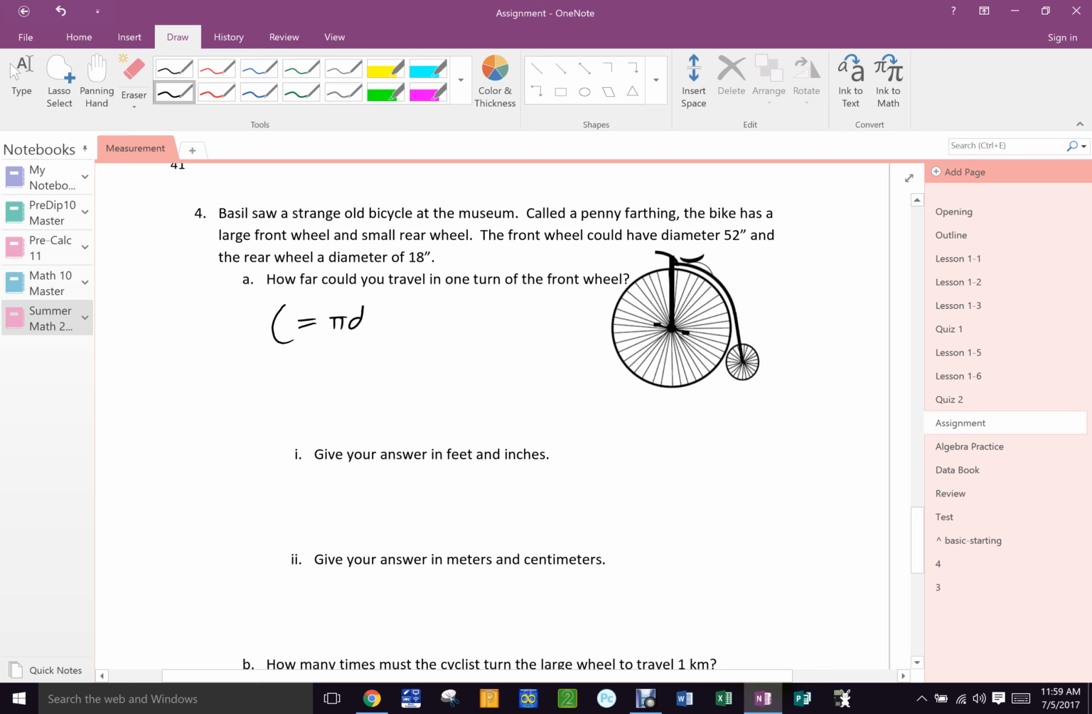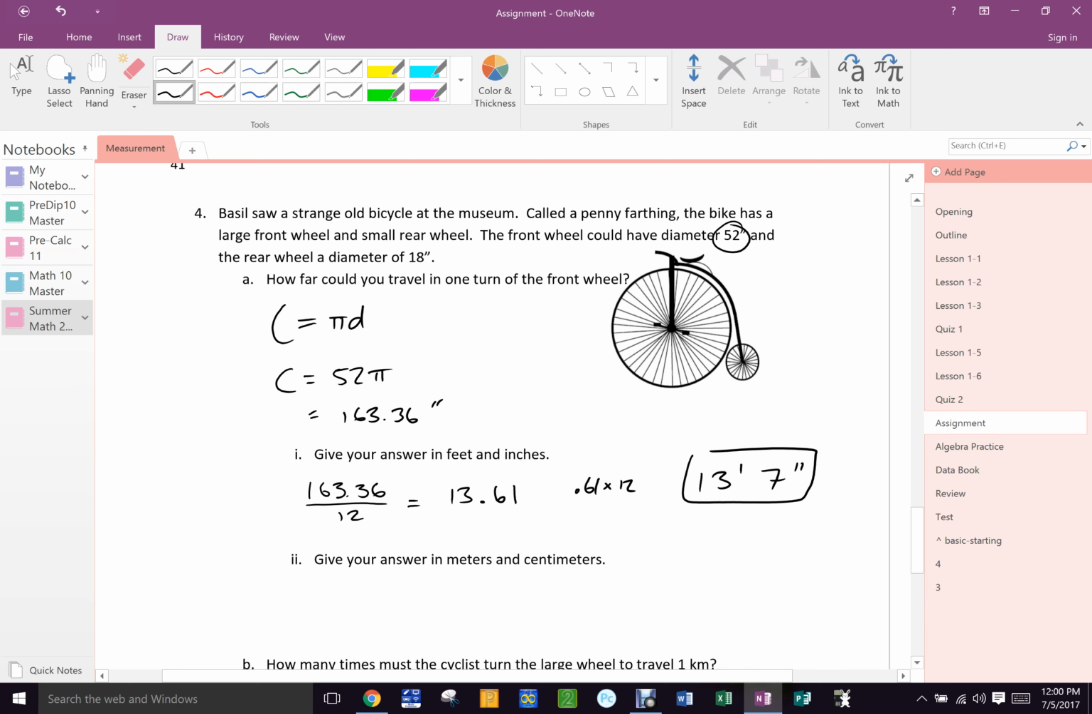Circumference equals pi d. So circumference equals 52 pi, which is 163.36 inches, because this is in inches. So I want my answer in feet and inches. So 163.36 divided by 12 gets me 13.61. But since this is imperial, we would not leave that as a decimal, would we? It's 13 feet, but then I got to do 0.61 times 12 to get 7 inches. That's how far I'll go.